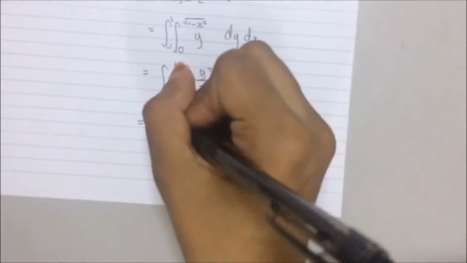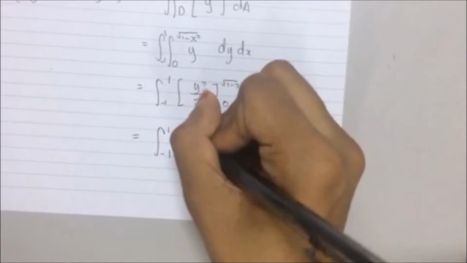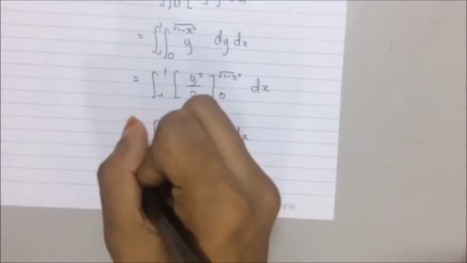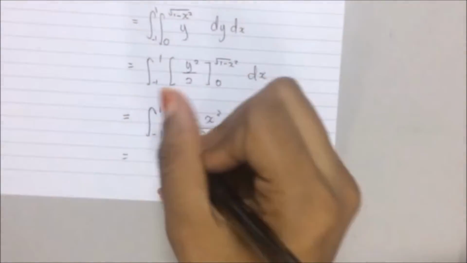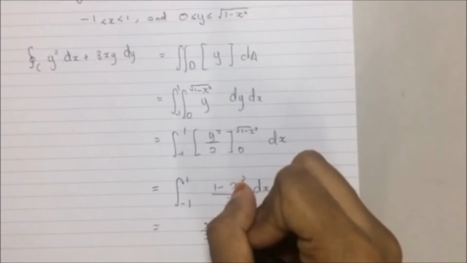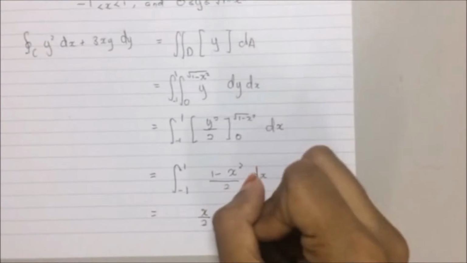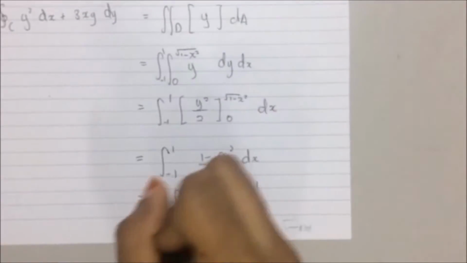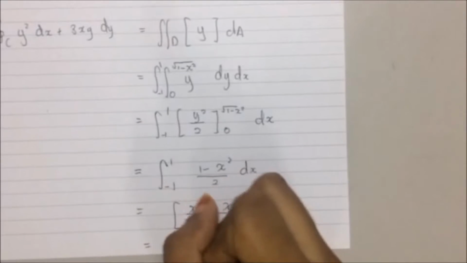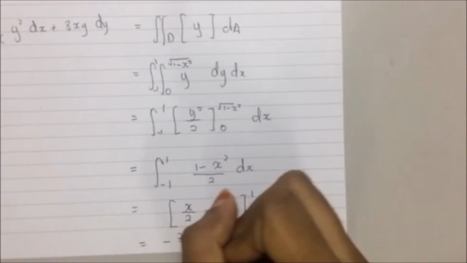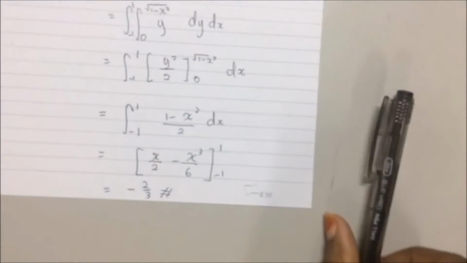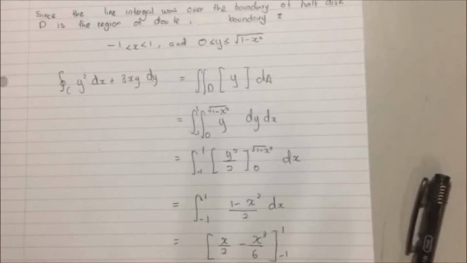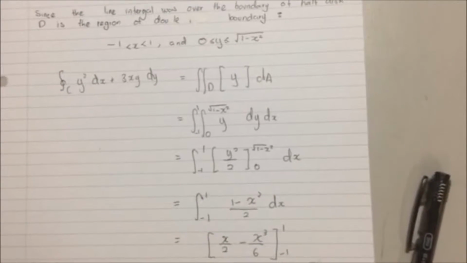Okay, then we will get the integral of 1 minus x squared over 2 dx. We integrate this, we will get x over 2 minus x cubed over 6. Then we insert the value 1, -1. Then we will get -2 over 3. So this is all Green's theorem. It's very simple. That's all. Thank you.